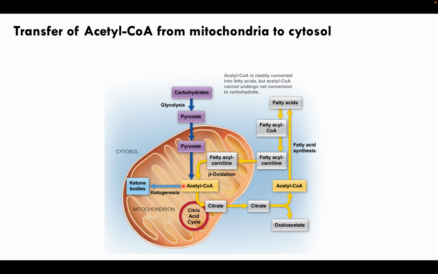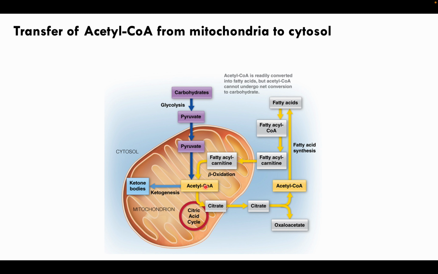From the mitochondria, we need to transfer this acetyl coenzyme A to the cytosol. But the mitochondrial membrane that you can see here is impermeable, which means it doesn't have a transporter, and this acetyl coenzyme A cannot cross this membrane.